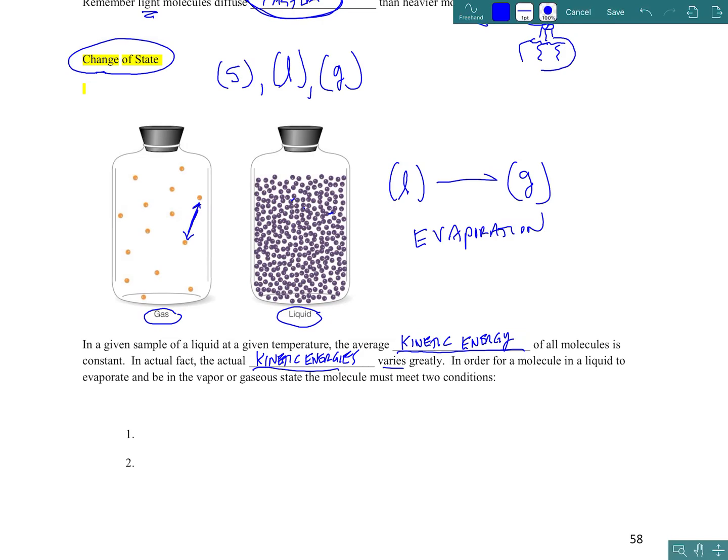Which one is it, Hammer? It's one way or the other. Either they're constant or their kinetic energies vary greatly. Well, it turns out in reality, it's both. Let me give you a metaphor to help explain this.